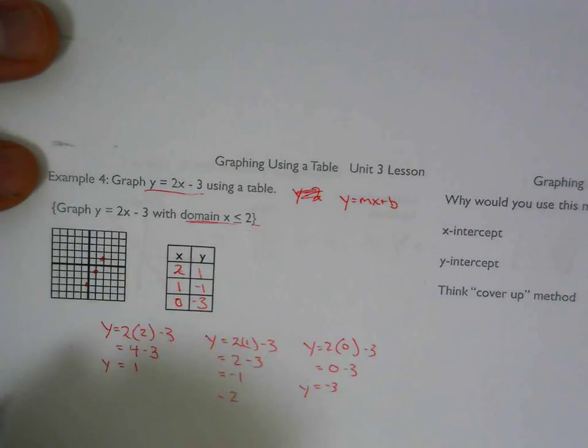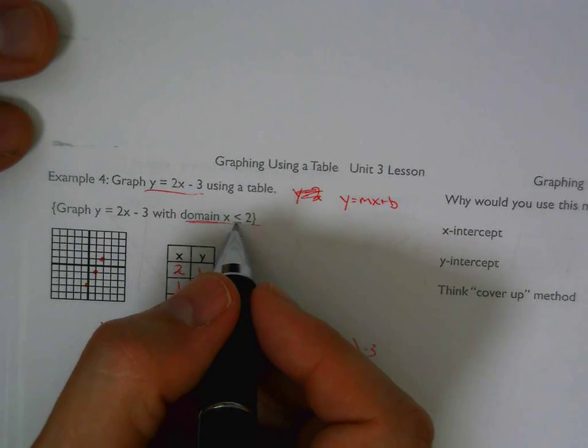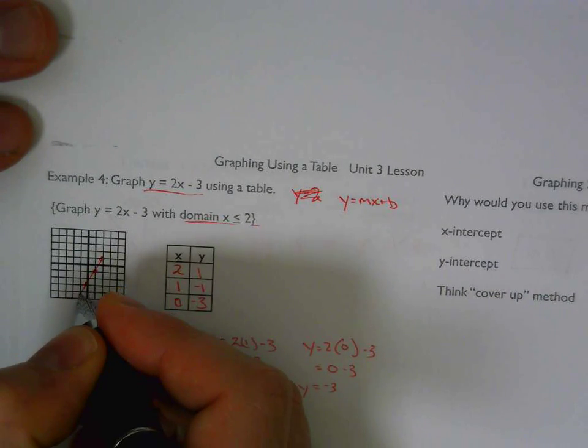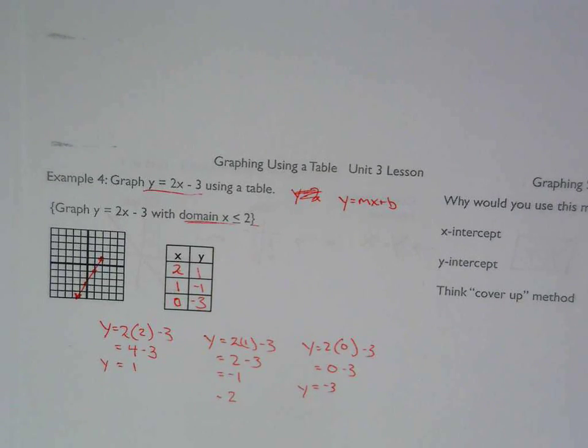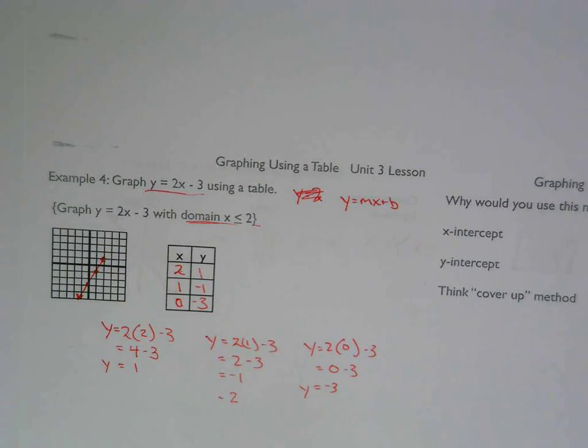Now let's be a little more careful this time. The domain is x less than or equal to 2. So here's x equals 2, and I want values less than that. That would be all of these right here. All right, well, there's graphing using a table. Pretty much the remainder of this unit will be showing you how to graph without using a table.